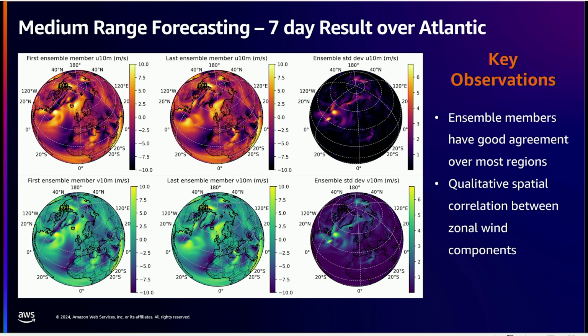But there's also qualitative spatial correlation, not only between the velocity members, but if you were to plot the temperature at 2 meters or the mean surface level pressure, you'd see that all of them correlate in this deviation, the standard deviation, which is the deviation from the ensemble mean, which is what we see on the right-hand side.